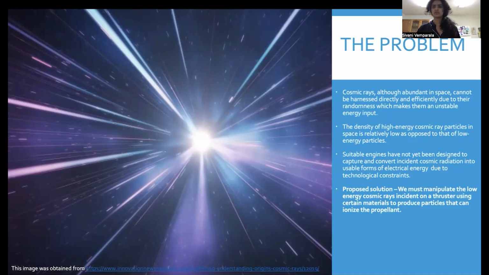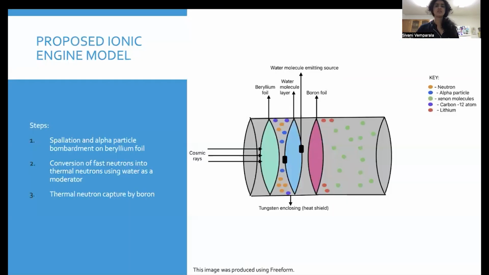But you cannot do that with cosmic rays, which is why, as well as the technological constraints that limit the ability to even look at this direction, I have proposed an ionic engine model. Why not manipulate the cosmic rays to produce certain particles when they're incident on an array of materials and use those particles to ionize the xenon propellant instead? Let's see how. My proposed ionic engine model has three steps.